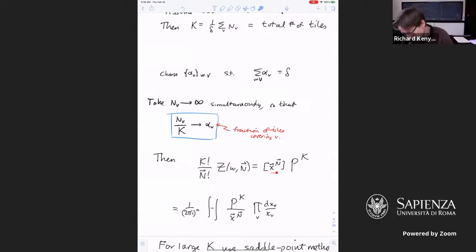How do we, right? This notation means extract the coefficient of x to the n from p to the k. And of course we can write that as a contour integral, if you like.